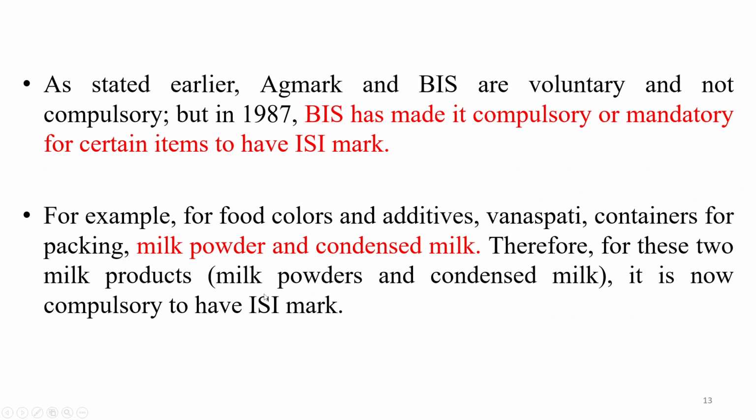Now, as stated earlier, AGMARK and BIS are voluntary and not compulsory, but in 1987, BIS made it compulsory or mandatory for certain items to have the ISI mark.